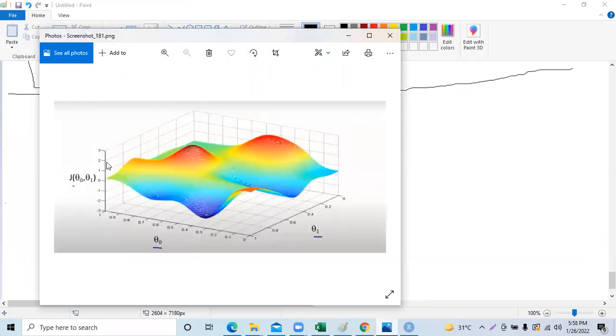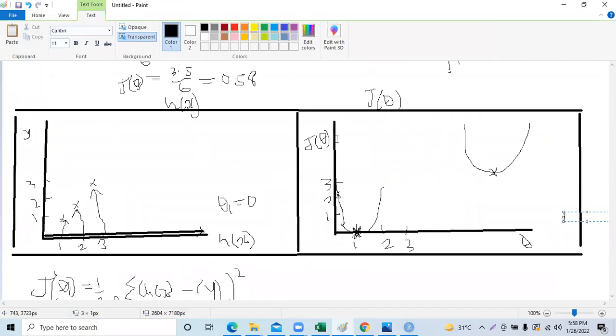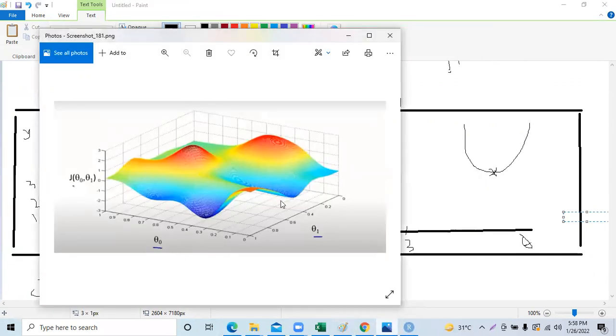This is our J(theta) versus our theta. In the former class, I showed you J(theta) versus theta in 2D because we had only theta 1, so it looked like this. But in 3D, where we have theta 0 and theta 1, this is how our cost function looks. We want to get to a global minimum, but this time around we have two minimums. This is called a local minimum.